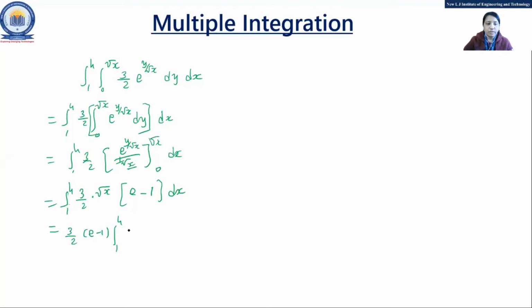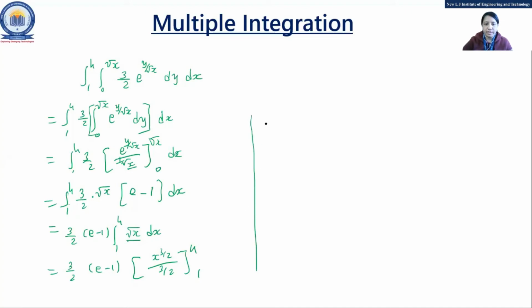1 to 4, root x dx. Root x means x raised to 1 by 2. Consider it as x raised to n. So e minus 1, x raised to 3 by 2 upon 3 by 2. That we have already learned in the basic mathematics lecture, x raised to n kind of thing. Now put the values of the upper and lower limits.